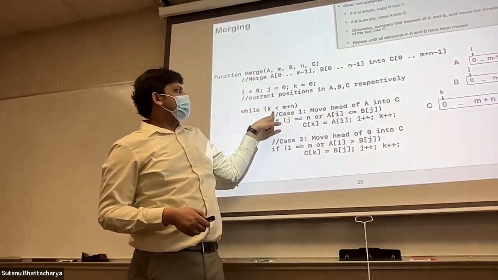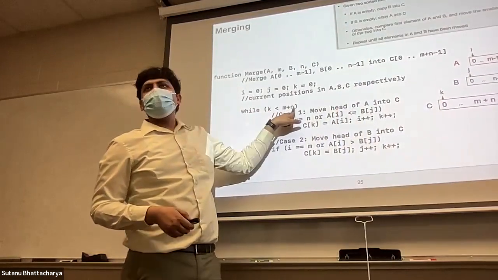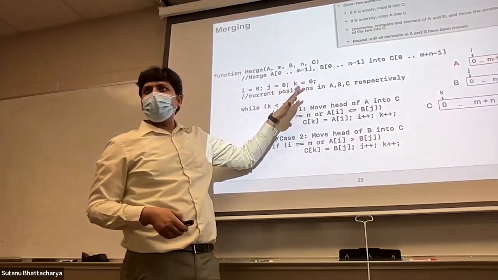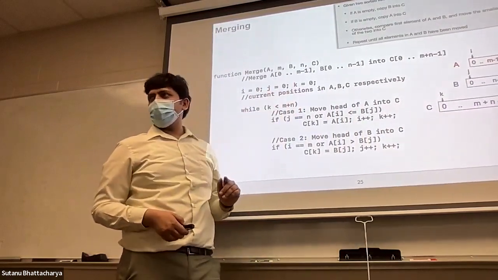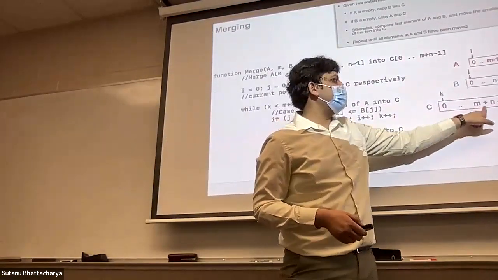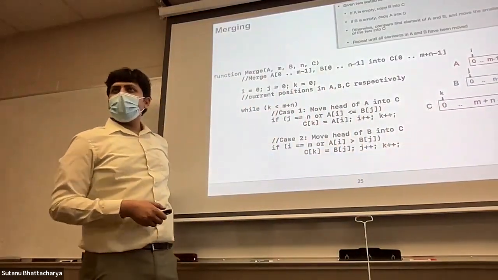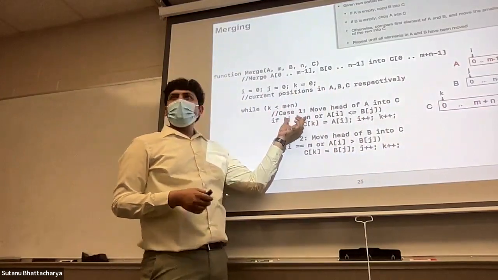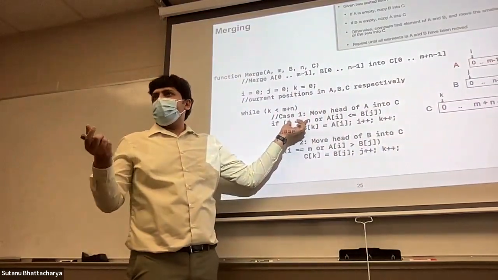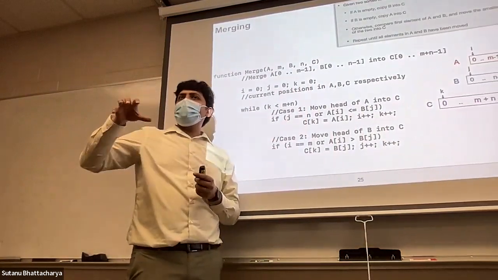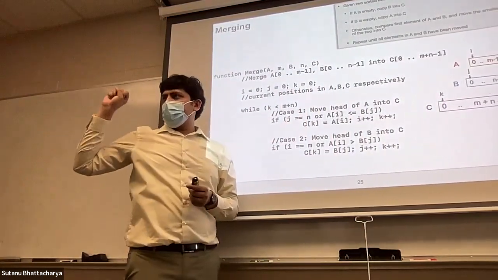So the loop will run with K less than M plus N. K will start from 0 to M plus N minus 1. So inside that loop, what do you need to check? First, you need to check whether any one array is empty, right? If one array is empty, you just need to copy the elements of the other array, right?